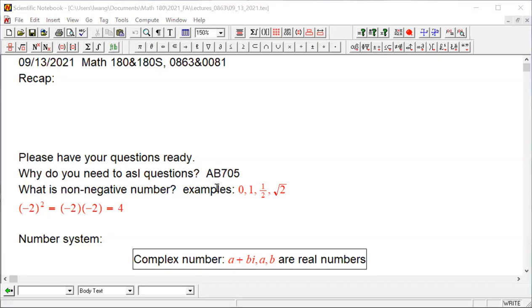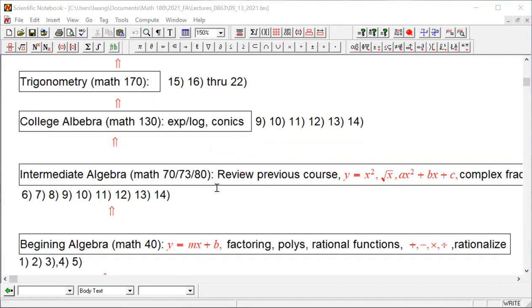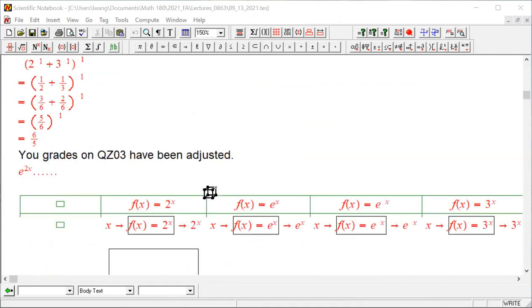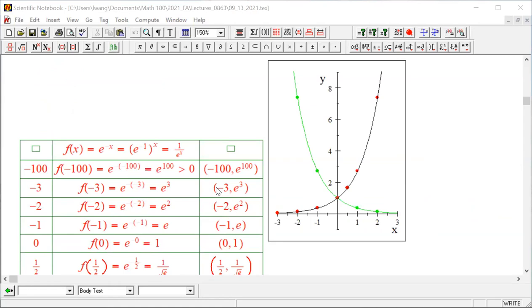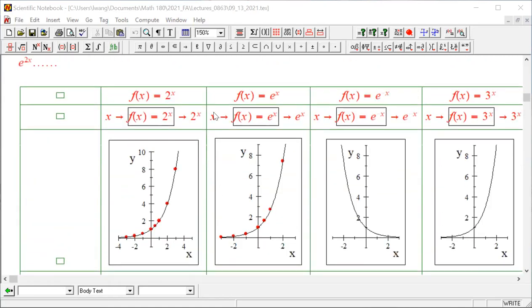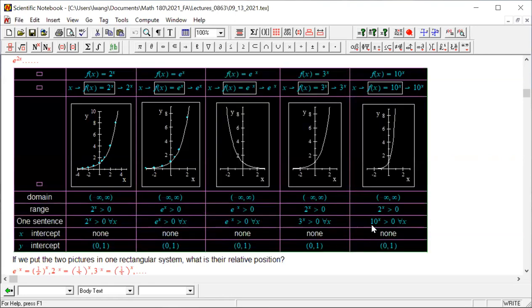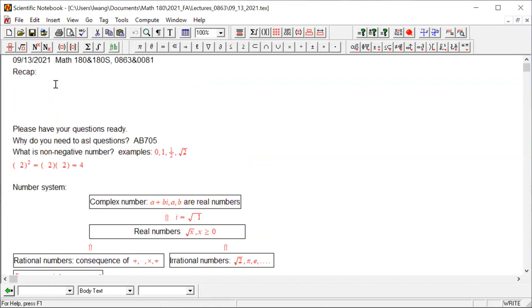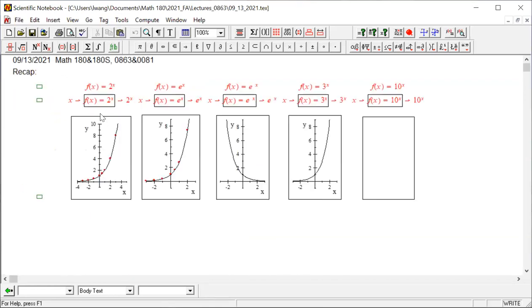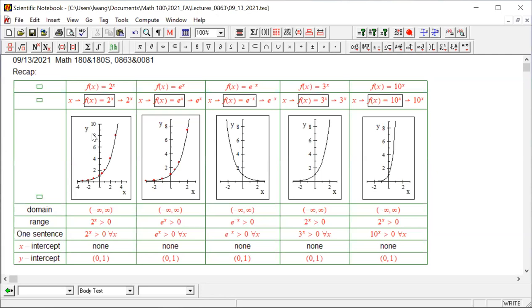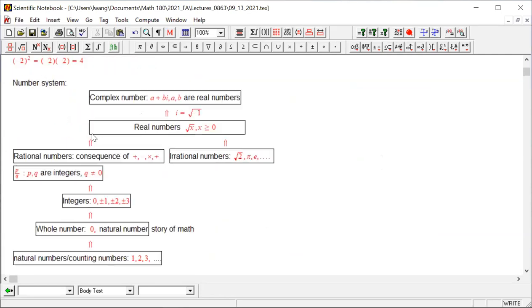So what have we done last week? Right? I'm going to summarize. I'm going to put that in summary. We had done the eight functions, right? We've done all these exponential functions. We did all of these, right? Domain and range. Do you guys have any questions?